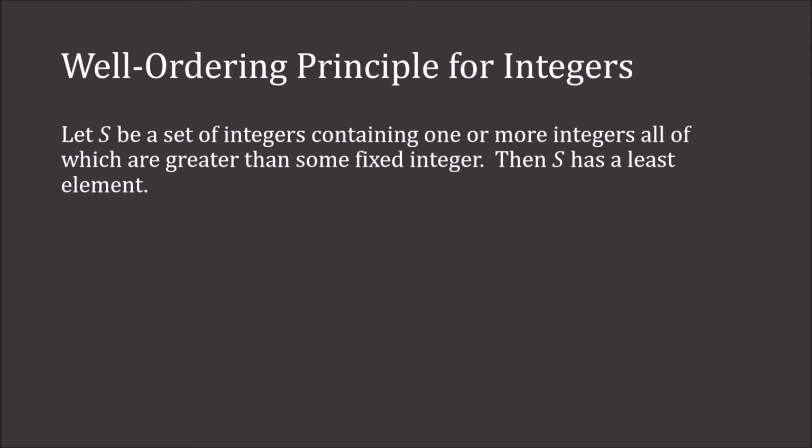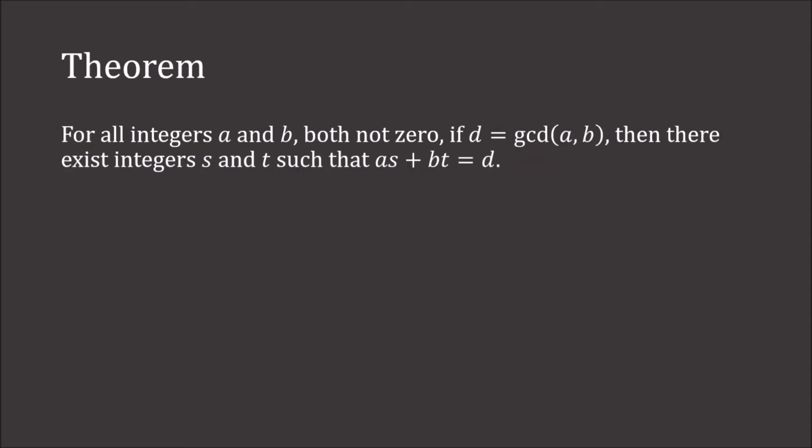With that, we can now begin to study when an integer is guaranteed to have an inverse modulo. So for all integers a and b, both not 0, if d is the GCD of a and b, then there exist integers s and t such that as plus bt is equal to d. In other words, we can write the GCD of two integers a and b as a linear combination of the integers a and b.